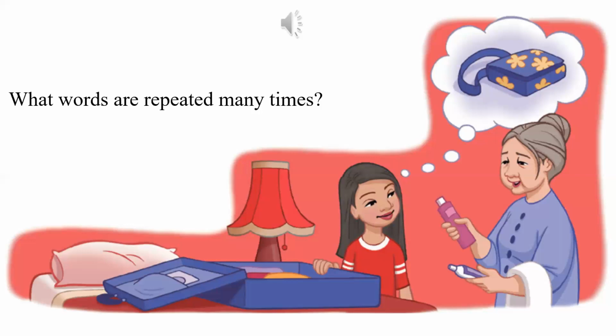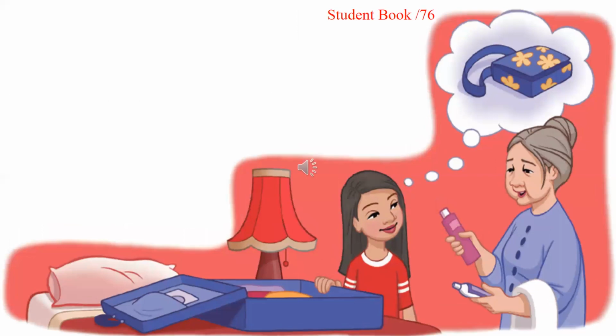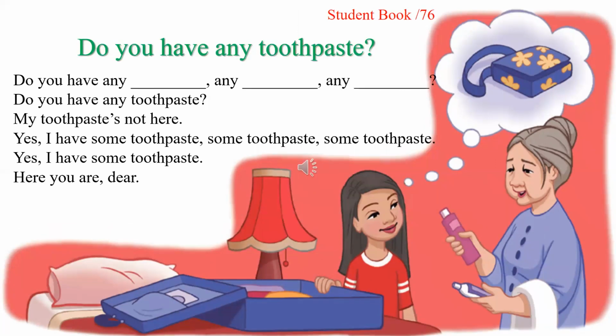So what words are repeated many times? First one, can you hear? Toothpaste. Yeah, toothpaste. And another word, shampoo. Very good. Now you look at this one. You will listen to the song and complete this one. 1, 2, 3. What are the words? Are you ready? Now here we go.